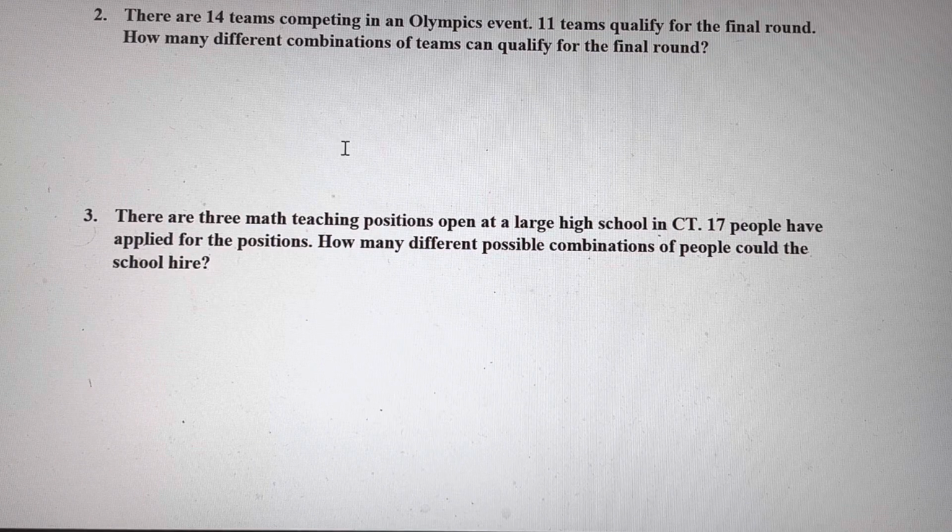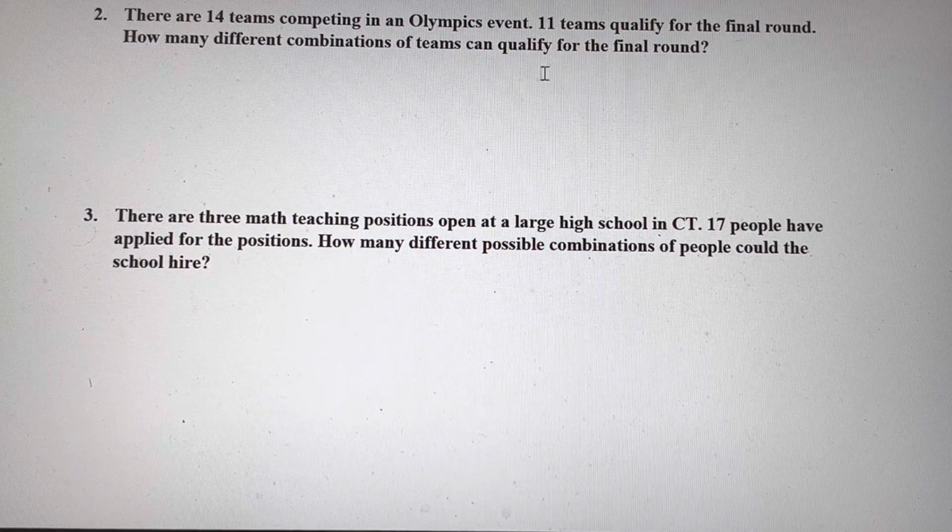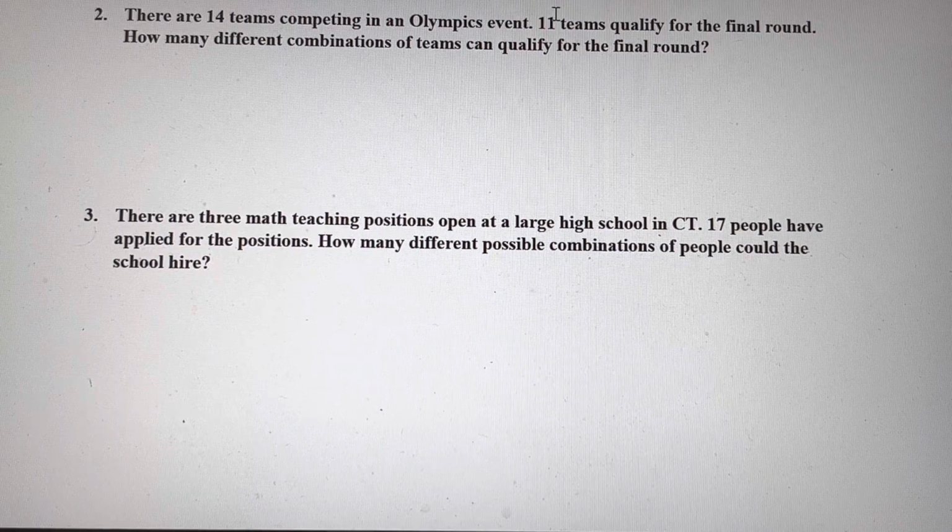Okay, number 2. There's 14 teams competing in an Olympics event. 11 of the teams will qualify for the final round. How many different combinations of teams can qualify for the final round? Again, it doesn't matter if you're the top team going into the finals or the bottom team going into the finals. You just want to be one of these 11. You just want to make it, okay? So there's no order either explicitly stated or implied, okay?